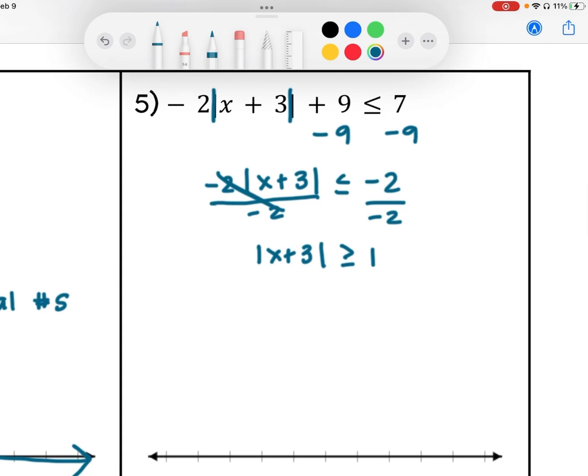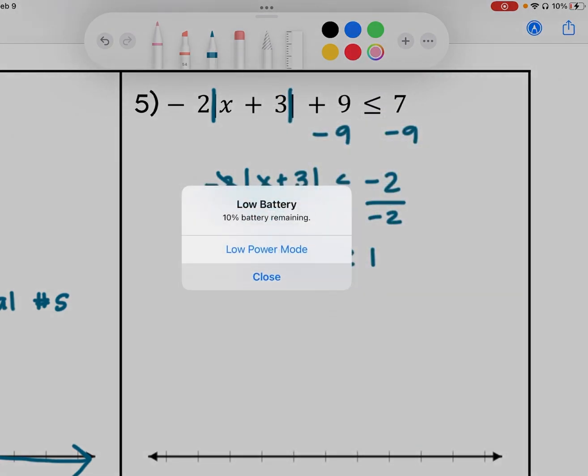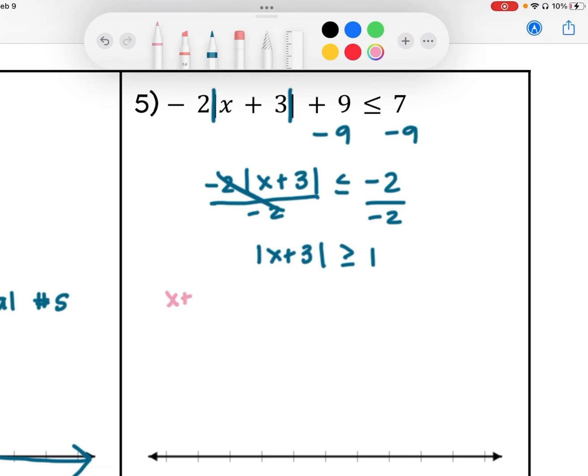All right, so then we drop the bars and we solve. So we're going to do x plus 3 is greater than or equal to 1. And we're going to solve that for x. So subtract 3 from both sides. We get x is greater than or equal to -2.